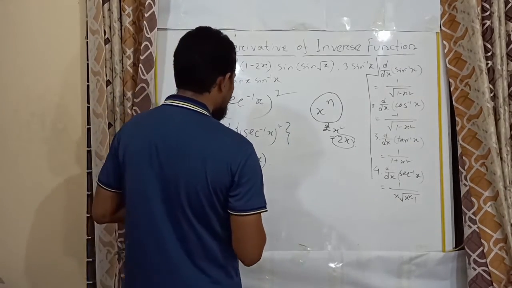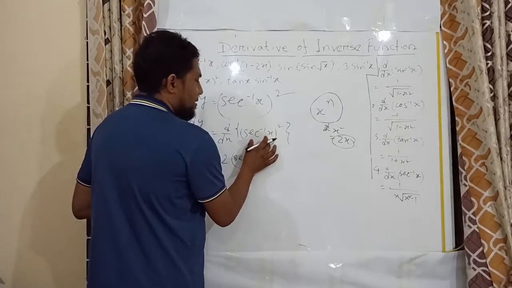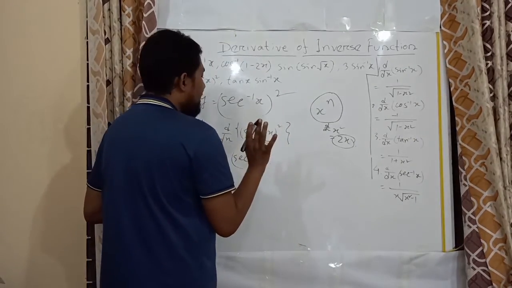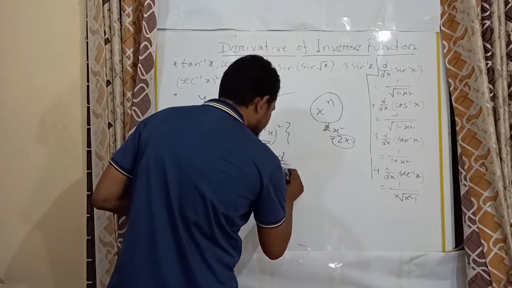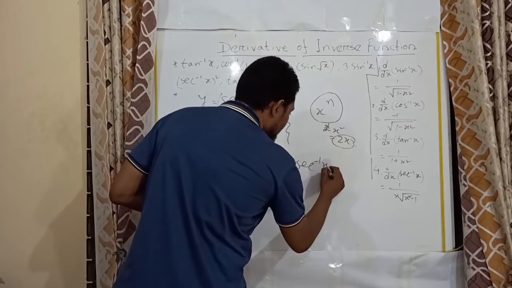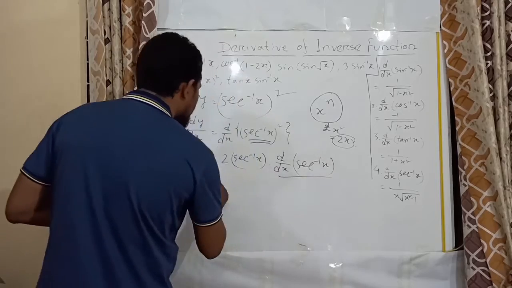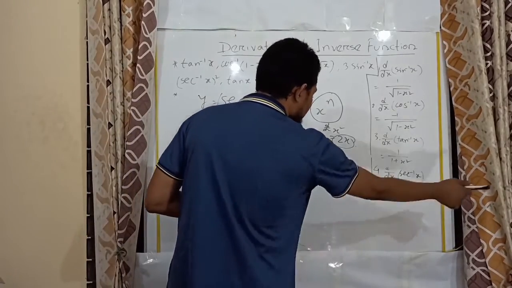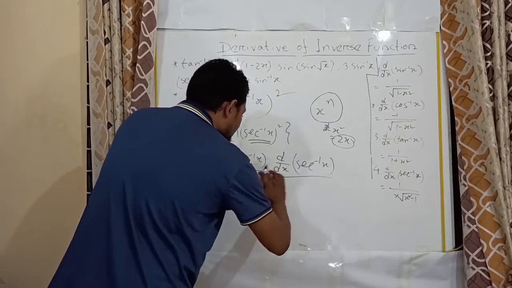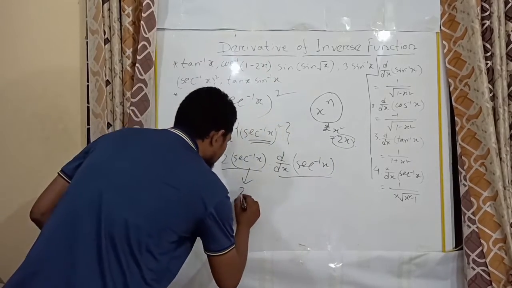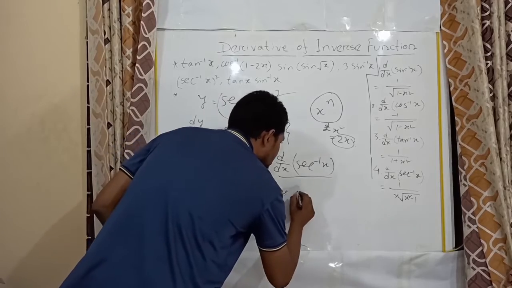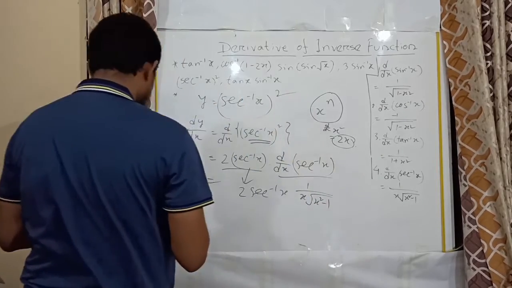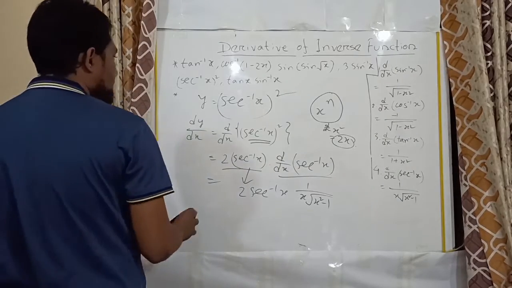Now as it is not x, so we have to differentiate again. So d/dx of sec inverse x comes here, and d/dx of sec inverse x equal to 1 by x into root over x square minus 1. So by the whole thing, our answer is 2 sec inverse x times 1 by x into root over x square minus 1. So it will be our answer ultimately.